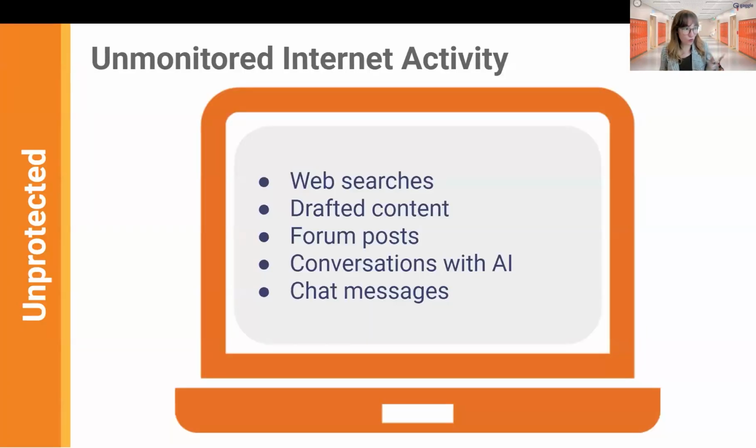Additionally, we have web searches. Drafted content is something that came up. Forum posts, chat messages, right? Those are things that haven't always been monitored yet, right? Students have been left to their own devices, no pun intended, when it comes to all of these different ways of using the internet. And more recently, conversations with AI. Students have everything they need at their fingertips. And they are asking some really important and sometimes destructive questions to AI. And we are not always aware of the conversations that are taking place.